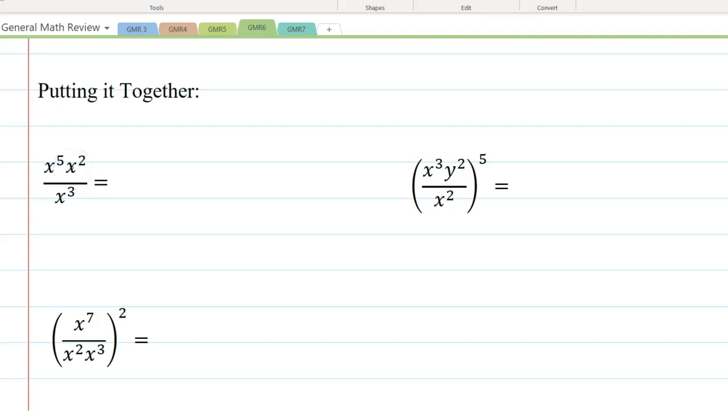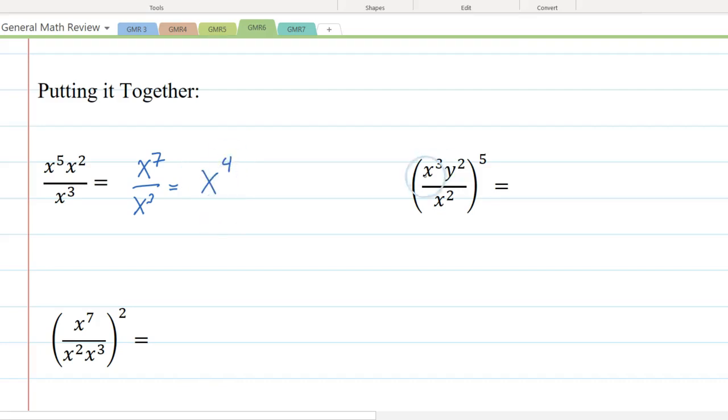All right, now let's combine some of the things that we've talked about. On the far left, I have x to the 5th power times x to the 2nd power all over x to the 3rd power. Yes, there's more than one way of doing this. However, I'm going to do it the most simple way. Multiplying like bases, we add the exponents. 5 plus 2 is 7. X to the power of 7 divided by x cubed. Now I have like bases being divided. 7 minus 3 is equal to x to the power of 4.